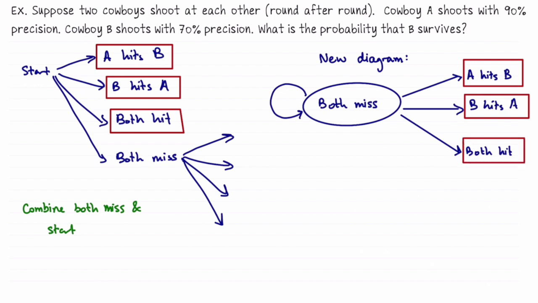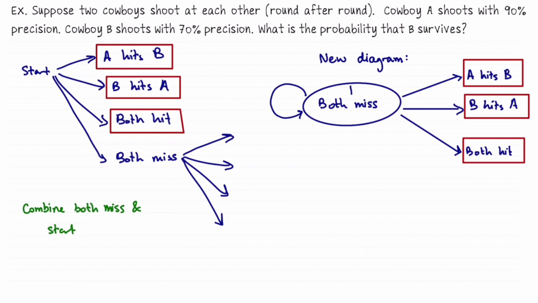Okay, so this new diagram is a lot better than the one on the left. The one on the left, I would have had to keep drawing these forever if I took this route of taking both miss and then going from there. By realizing that everybody missing is kind of like being at the very beginning of the duel, we're able to take the status of the duel is continuing and roll it all into just one condition. Okay, so let's label these and then label our arrows.